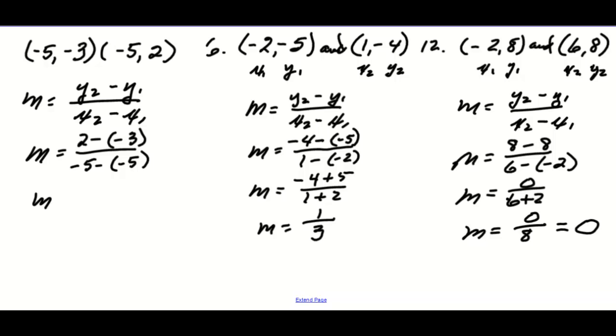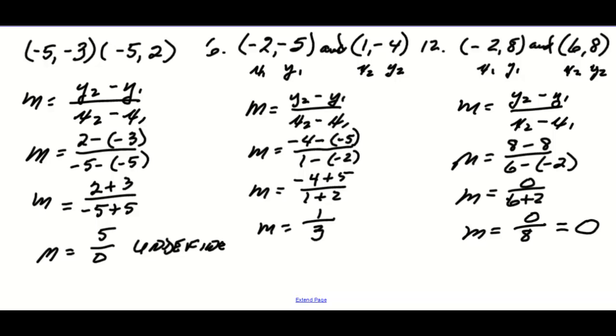When we combine terms, or remove the parentheses I should say, we'll get 2 plus 3 over minus 5 plus 5. In this particular case, we get m equals 5 over 0, and that's considered undefined. An undefined line would be one that's straight up and down, it's straight vertical. So in number 12, we had 0, which would be a horizontal line. In 14, we had one that's undefined, which would be a vertical line.